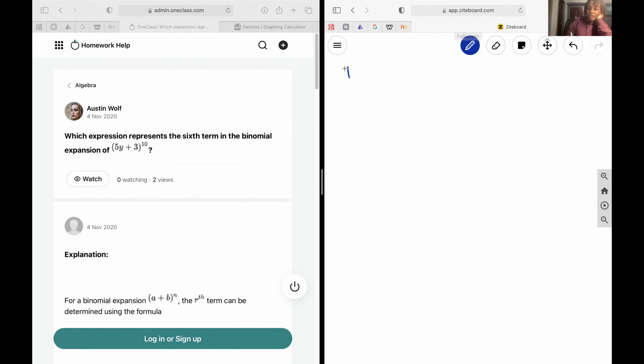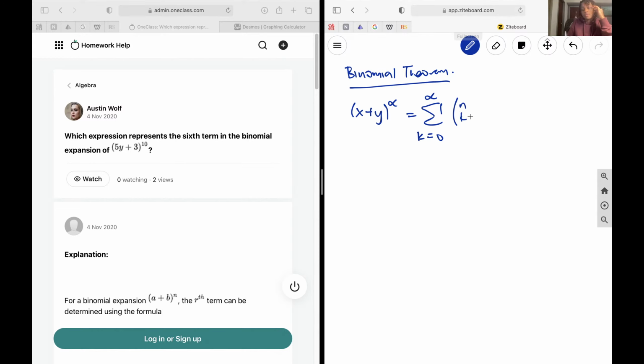And so what everything here is derived off of is going to be the binomial theorem. And that just states that x plus y all to a power n is going to be equal to the sum from k is equal to 0 to whatever that power is of n choose k, x to the power of n minus k, y to the power of k.